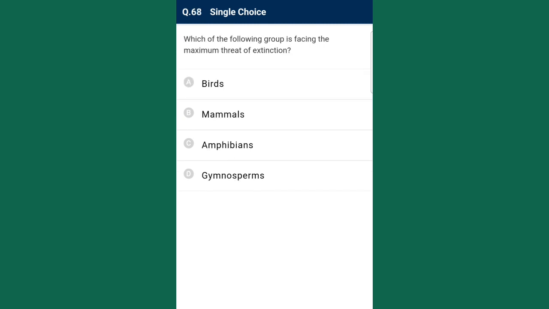Question number 68. Which of the following groups is facing the maximum threat of extinction? From the given 4 groups, amphibians are the group facing the maximum threat of extinction. Presently, more than 50,000 species worldwide are facing the threat of extinction. Of that, 32% are amphibians alone. So the answer is option C.